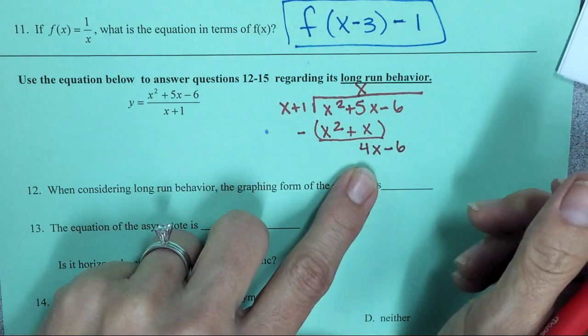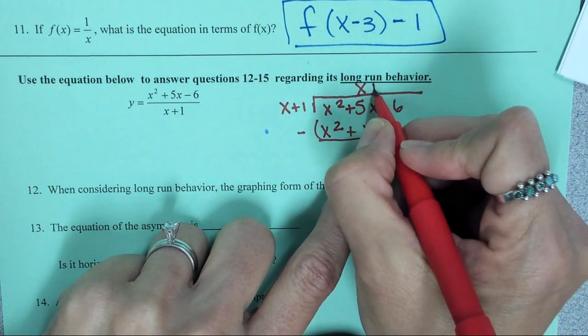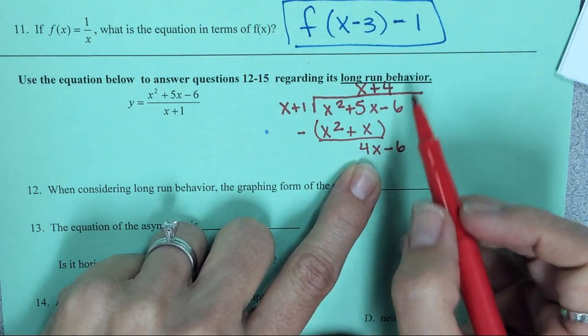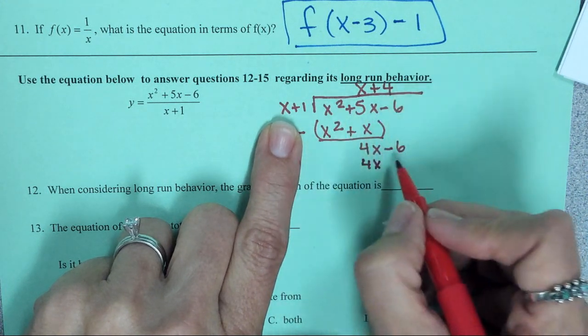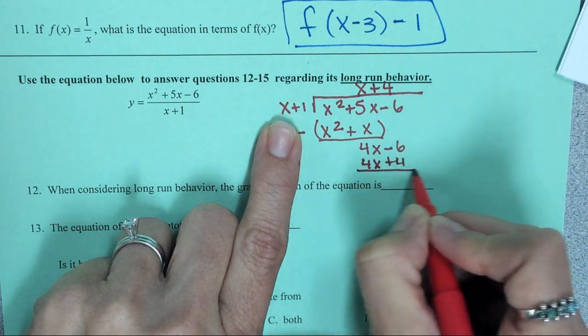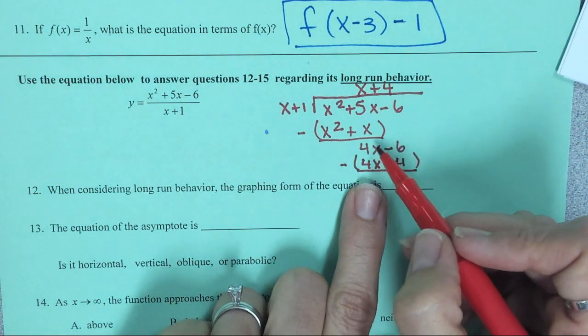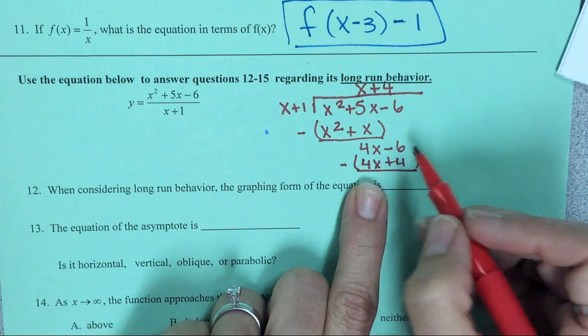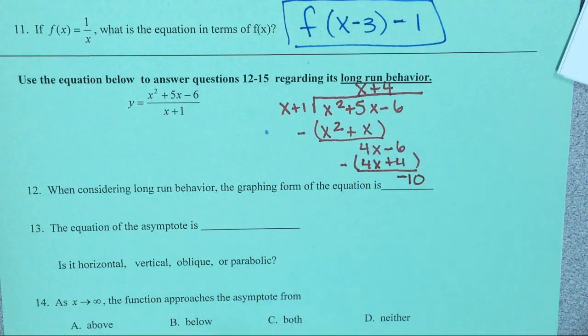Well, I can still keep dividing. How many times will x go into 4x? It'll go 4 times. Now I have to multiply. 4 times x is 4x. 4 times 1 is 4. And then we're going to subtract. When we subtract, the 4x minus 4x is going to go away. The negative 6 minus 4 is going to equal a negative 10.